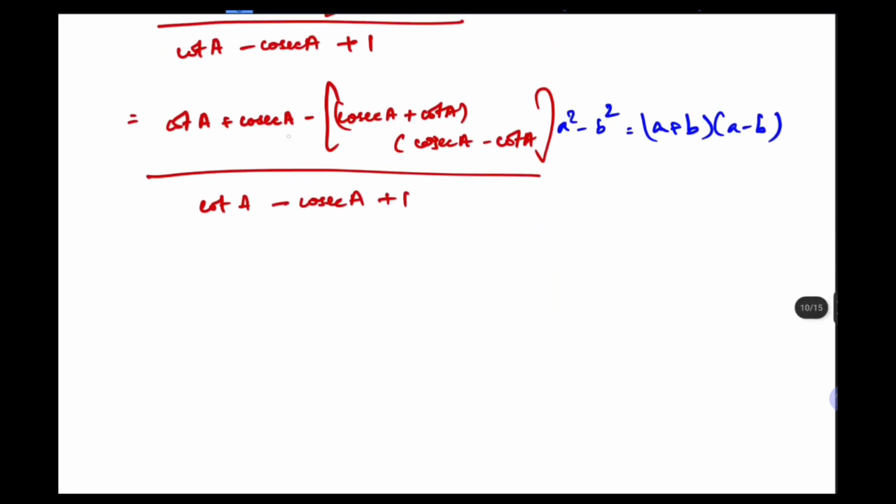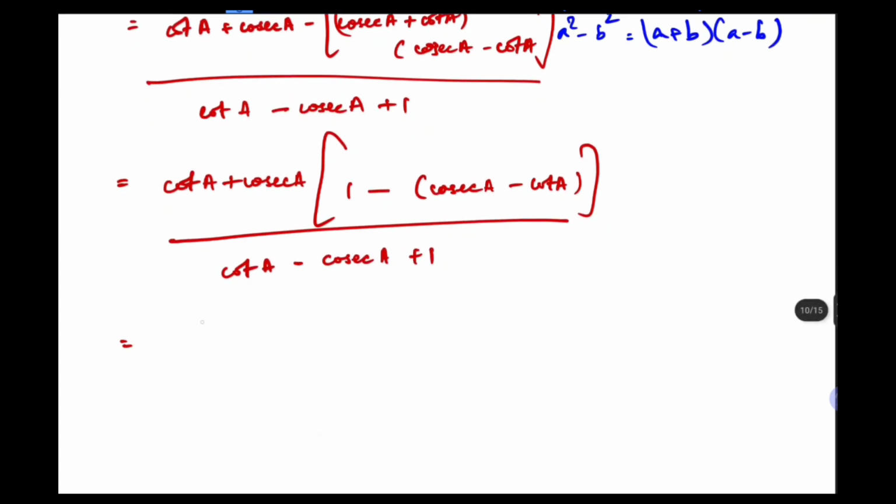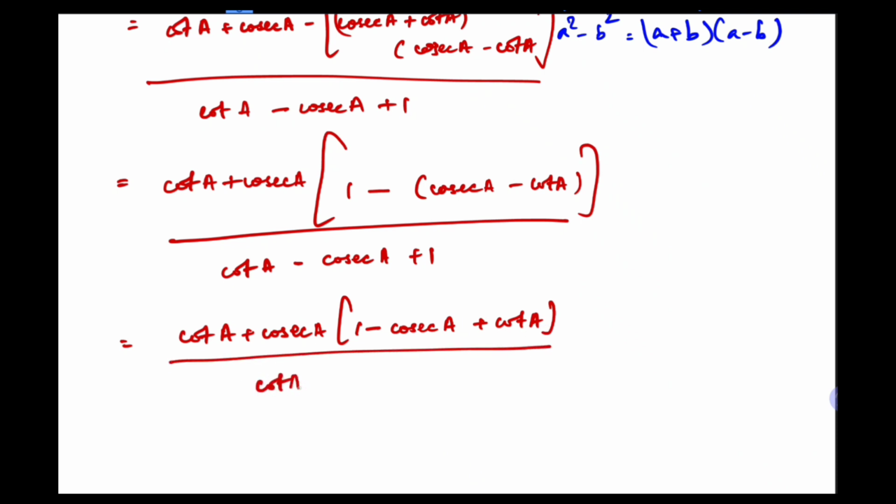Now, cosecant A plus cot A is common. Taking cot A plus cosecant A common, this becomes 1 minus (cosecant A minus cot A), divided by cot A minus cosecant A plus 1, is equal to cot A plus cosecant A into (1 minus cosecant A plus cot A), divided by cot A minus cosecant A plus 1.